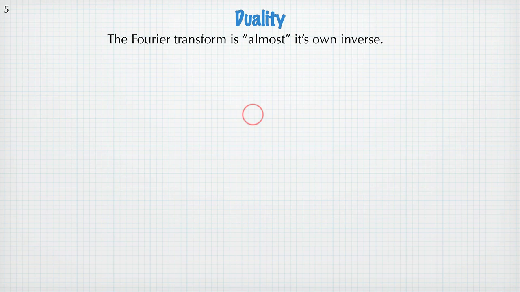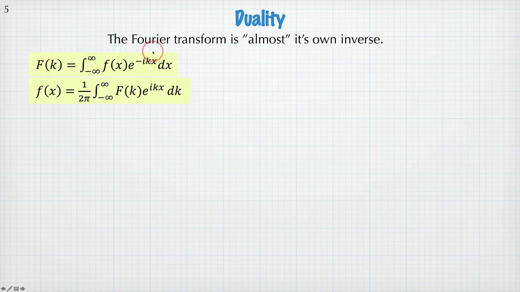The next property I want to describe is known as duality, and this is just a fancy way of saying that the Fourier transform is almost its own inverse. If you look at the definition of the Fourier transform, you can kind of see this. The Fourier transform from x to k is defined with the kernel e to the negative i k x. The inverse transform from k back to x looks pretty much the same, except we've changed a sign up here in the exponent and accumulated a factor of 1 on 2 pi out the front.